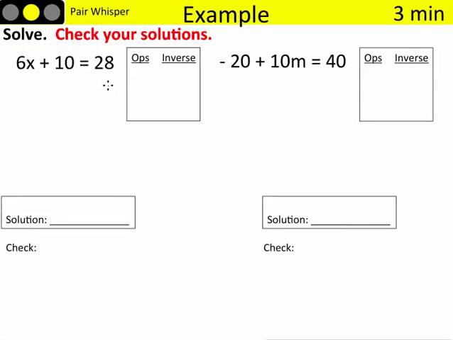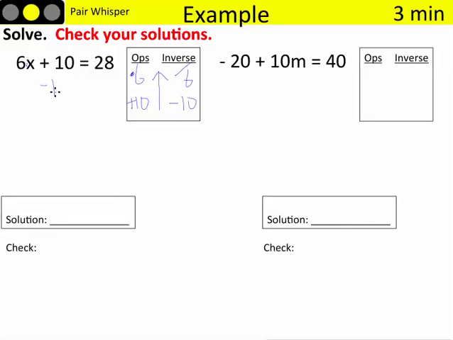Today we're going to solve equations that have two operations. Here I see that x is being multiplied by 6 and added by 10. The inverses for those that we're going to do are subtract 10 and divide by 6, just like yesterday. But today we're going to use two of those operations.